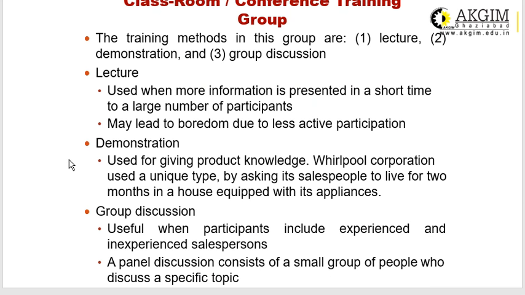So let us start with the first one, that is the classroom training or the conference training group. The training methods in this group are the lecture method, demonstration method, and group discussion method. As we all know, the lecture method is giving a good amount of information to all those present in the lecture hall in a very short period of time. You'll have a large audience, and a lot of information will be given in a short period of time. But this method can also lead to boredom because people are less active in such sessions.